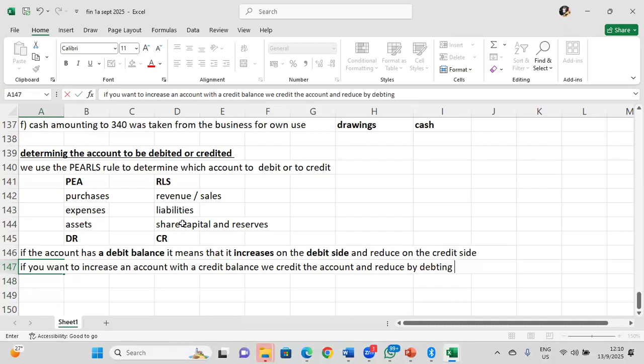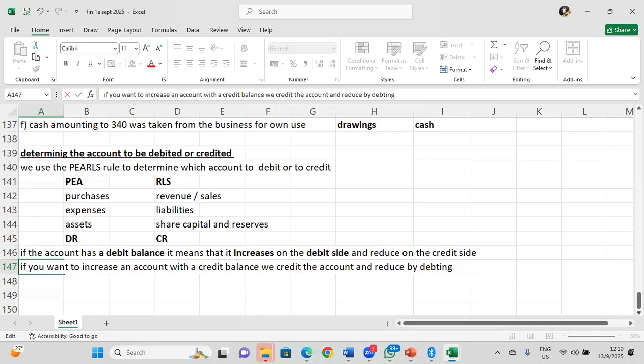So if an account has a credit balance, if you want to increase the account, you credit. If you want to reduce the account, you debit. So that is for the debits and the credits.